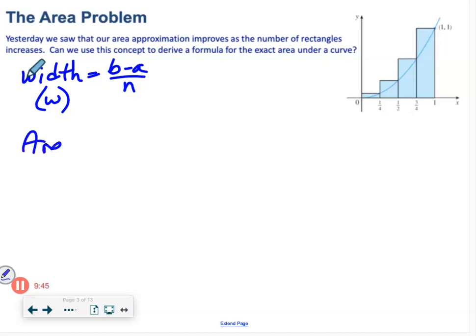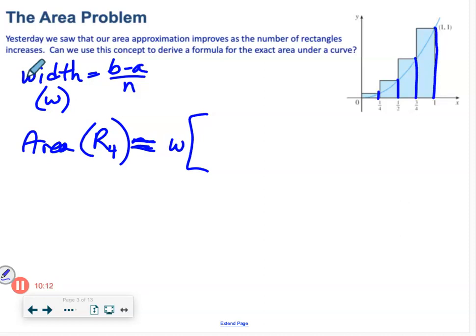All right, so here's the thing. Our area using 4 right-handed rectangles. So remember, we could put the width out front. So we have the width out front times, and then we need these 4 heights: height, height, height, height. Okay? Does everyone remember that from yesterday?